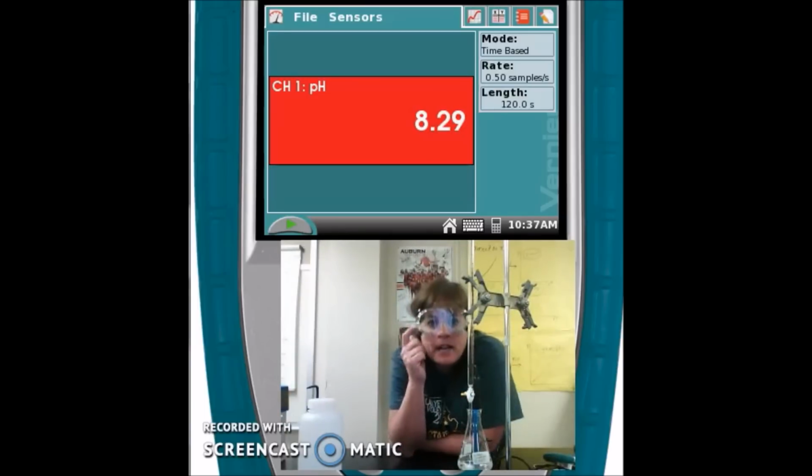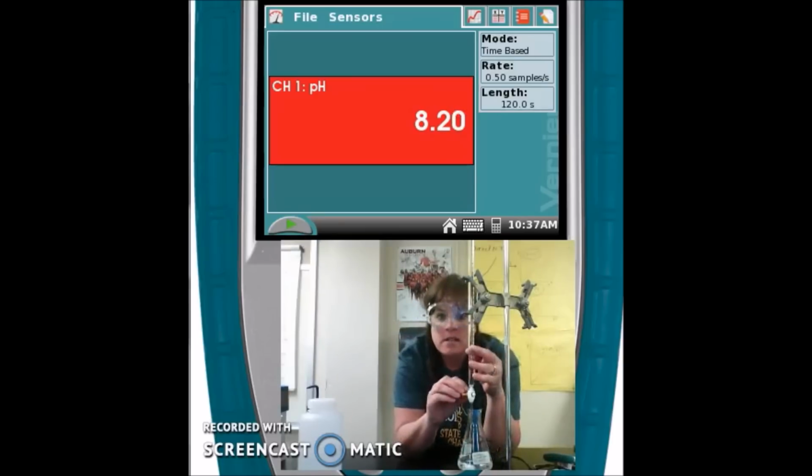Notice that I'm wearing my goggles when I titrate. Anytime you work with acids and bases, make sure you wear your goggles. You do not want to get any acid or basic solution in your eyes.